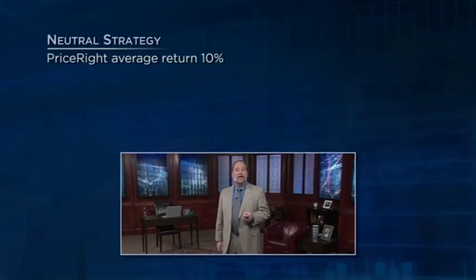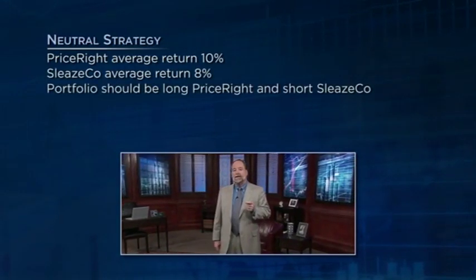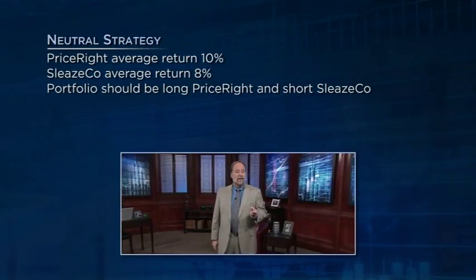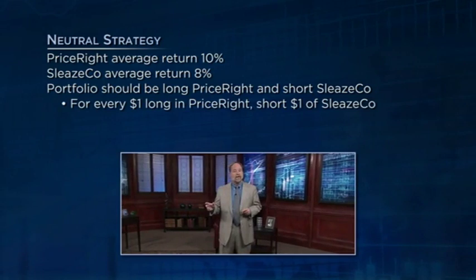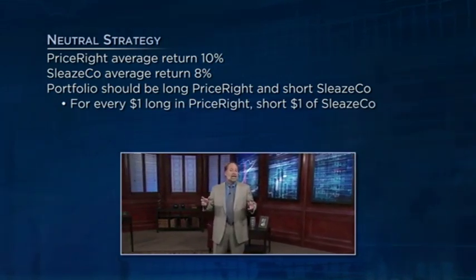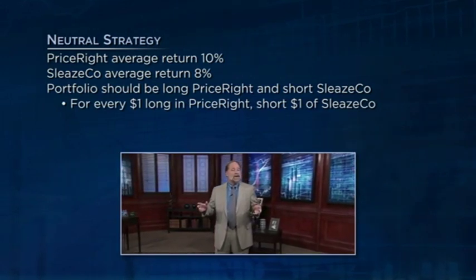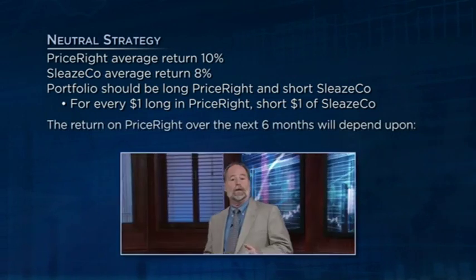Let's form a portfolio of SleazeCo and Price Right so that we can exploit SleazeCo's alpha, but neutralize its beta. Since Price Right will give us an average return of 10%, but SleazeCo only 8%, then that portfolio should be long Price Right and short SleazeCo. In fact, for every dollar that we go long Price Right, we will want to short $1 worth of SleazeCo. That is, sell $20,000 worth of SleazeCo short, and then use the proceeds to go out and buy Price Right. Okay, so what will we get?